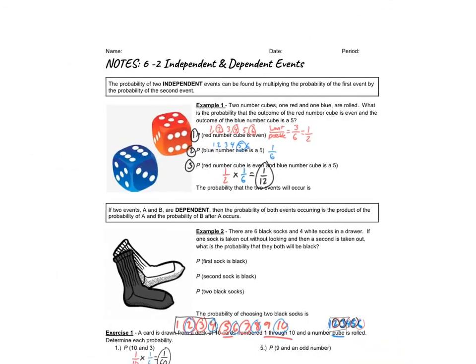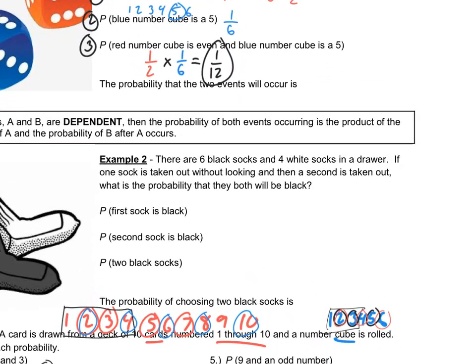So for example 2, it says there are 6 black socks and 4 white socks in a drawer. You got to picture this in order for this to make any sense. So 6 black socks, 4 white socks in a drawer. If one sock is taken out without looking, and then a second is taken out, what is the probability they will both be black?